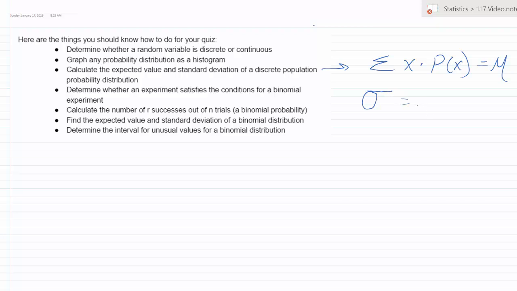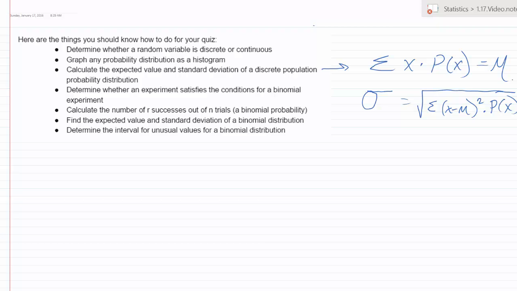Sigma, the standard deviation, is given by the square root of the sum of x minus mu squared times p of x values. So that one takes a lot to do in the lists of your calculator. And again, you'll want to reference that one-page sheet that I gave you for notes.